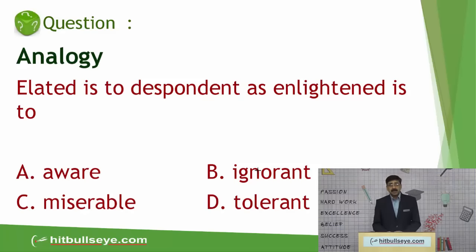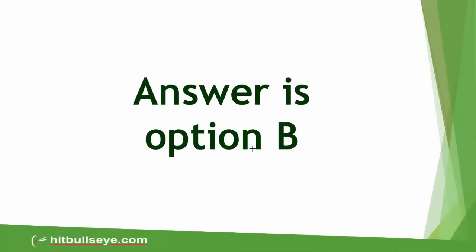Now the next question is based on analogy. We'll come across these types of questions often in your Maharashtra CET verbal. So elated means happy, is to despondent means sad, means pair of opposite. Enlightened means you have gained the spiritual knowledge. Enlightened would be similar to the given pair, would be equal to ignorant or is to ignorant. Hence answer would be option B.